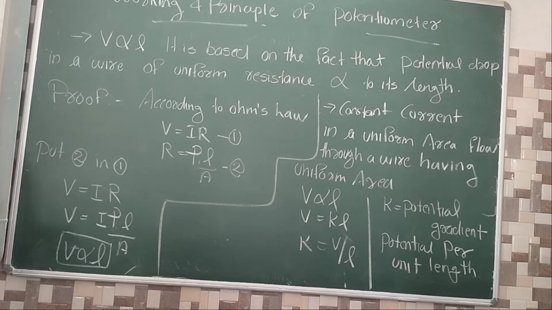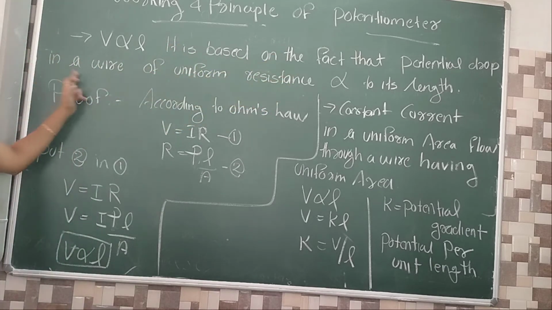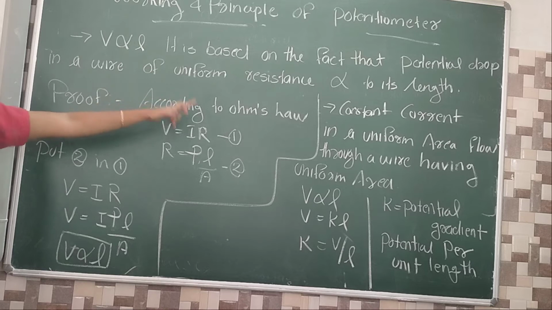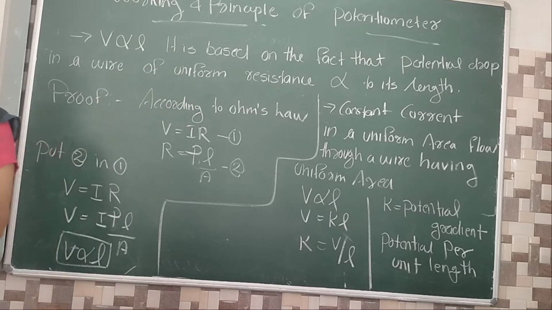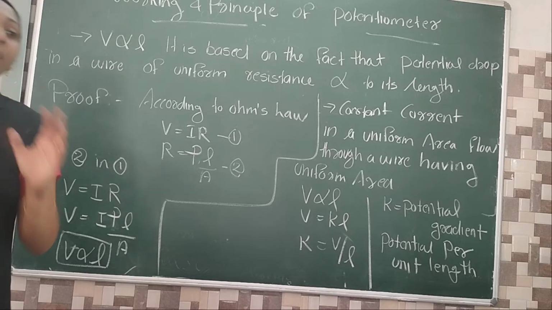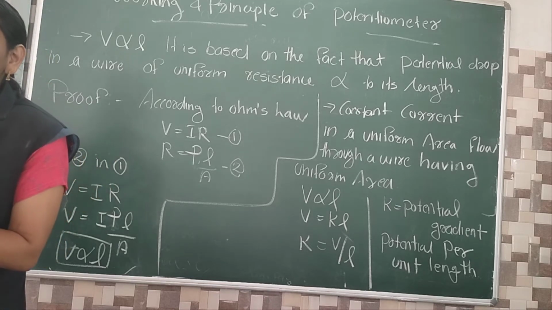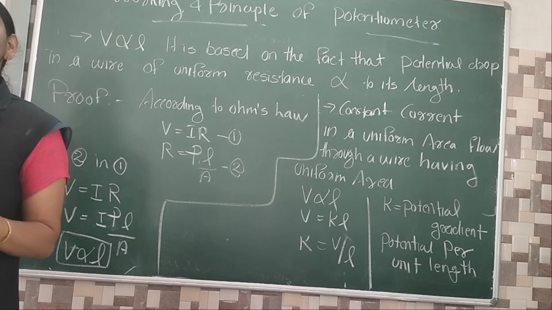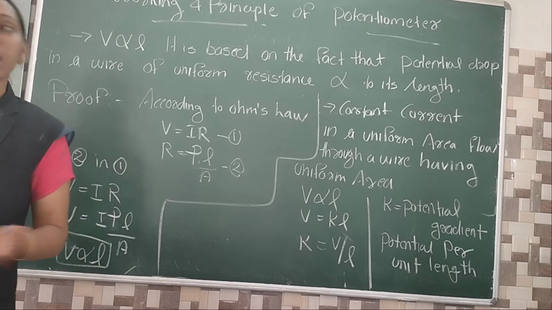How does this happen? It is based on the fact that potential drop in a wire of uniform resistance is directly proportional to its length. I have already explained this yesterday. The potential wire has an internal resistance. You remember that word? What is the symbol of internal resistance? Small letter r. So every wire has an internal resistance.